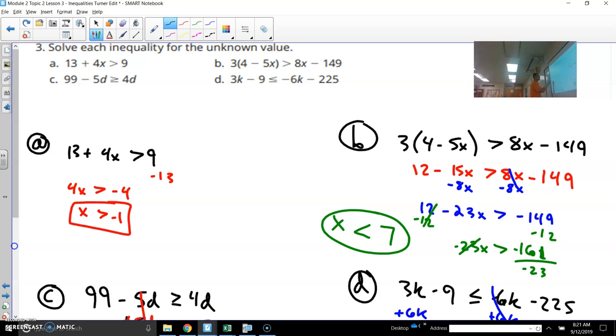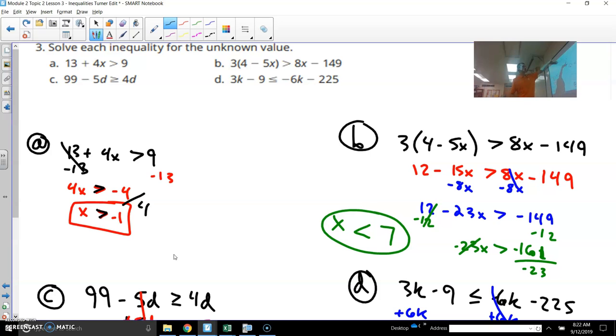So in the very first one, I am subtracting 13 to the other side. And when you divide by positive 4, that does not change the sign of the inequality in the middle, because you're not dividing by a negative number. Only when you divide by a negative number will that sign change.